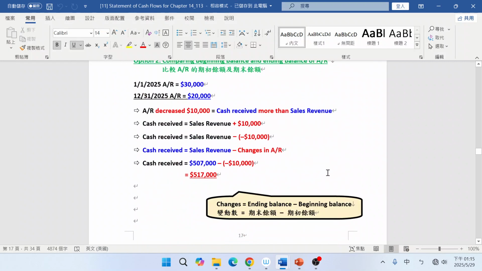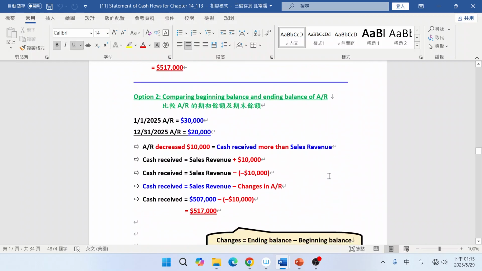Okay, on your note, page 17. Remember, based on the direct method, we tried to figure out the formula for the indirect method, right? So today we want to talk about the indirect method, how to get the cash flow through the indirect method. We got the formula last week when we talked about the direct method.